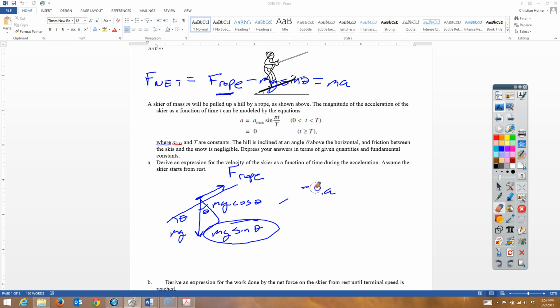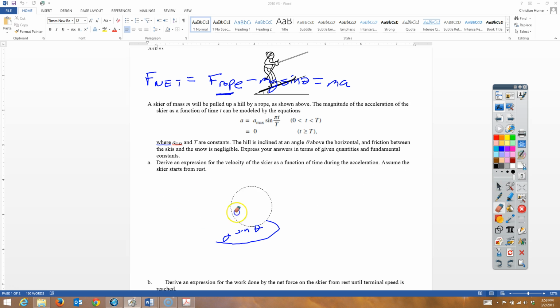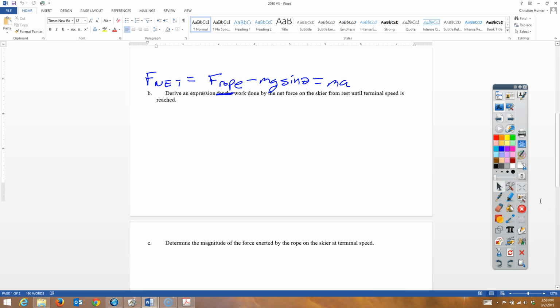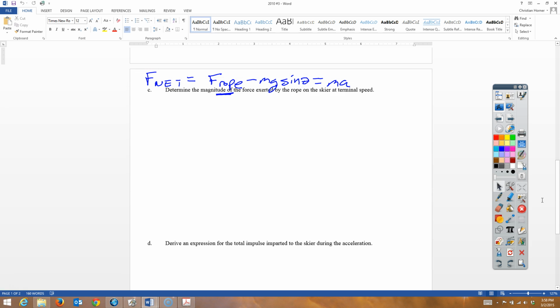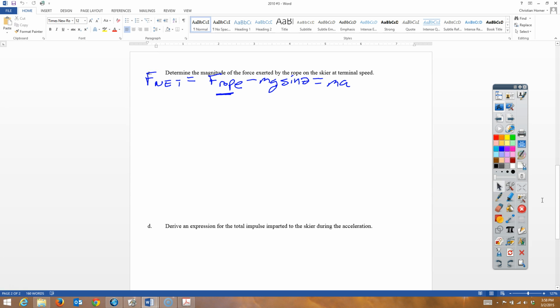And I'm going to get rid of our little picture that we have down here on the bottom so that we can go back to the part of the problem that we're working on. And so I'm going to scroll back down here, and it wants to know the magnitude of the force exerted by the rope, and so that's what we're looking for, F rope at terminal speed.